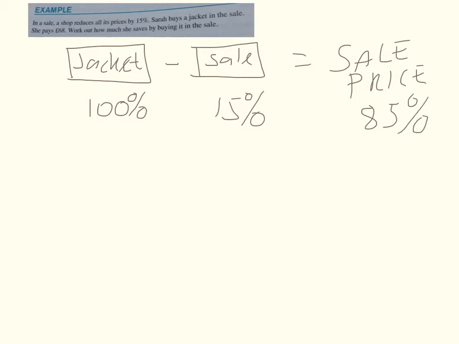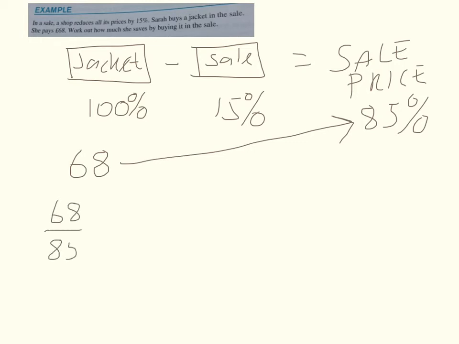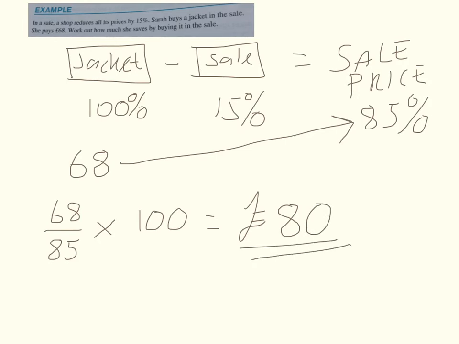So in this case, here's my £68. This £68 I paid in the sale is 85% of the original. So what I'm going to do is 68 divided by 85, and that will tell me what 1% is. Then I'm going to multiply by 100. 68 divided by 85 times 100, and I found out that my original price of the jacket was £80.